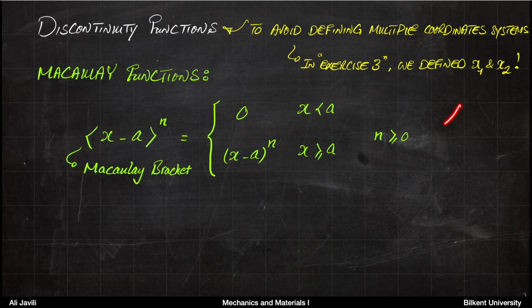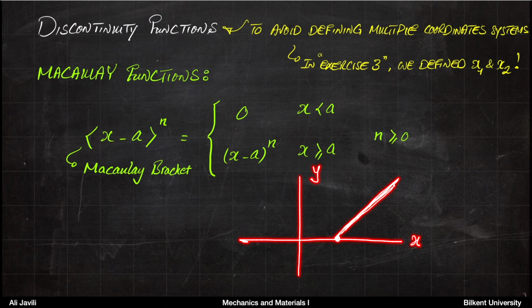Now, the definition of the Macaulay function holds if n is larger or equal 0. So the power is larger or equal 0. An example of that is this. Imagine you have, let's say, the x and y coordinates here. And this is, for instance, the point x equals 2. And at this point, you want to define a function.